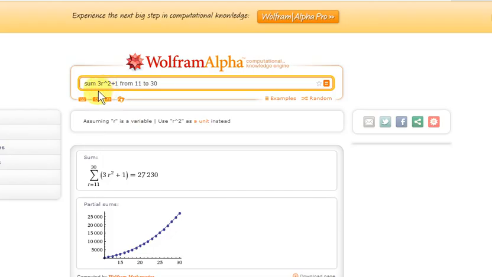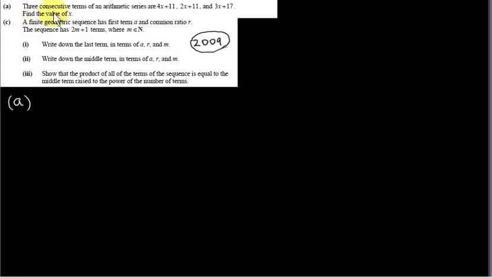We can check it by going here. We want sigma of 3r squared plus 1 from 11 to 30. And we get 27,230. Three consecutive terms of an arithmetic series are 4x plus 11, 2x plus 11, and 3x plus 17. Find the value of x.